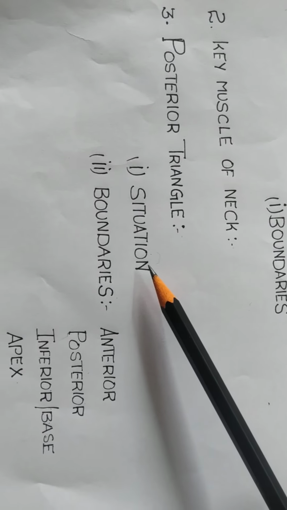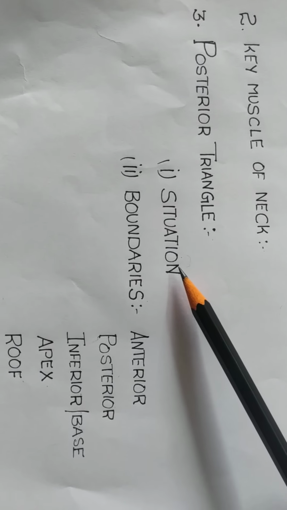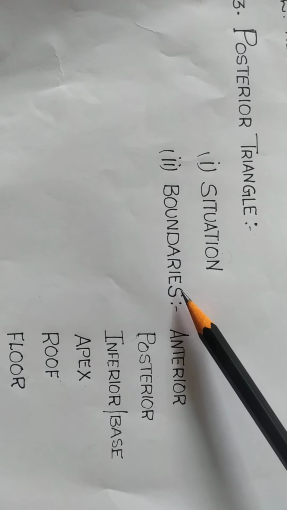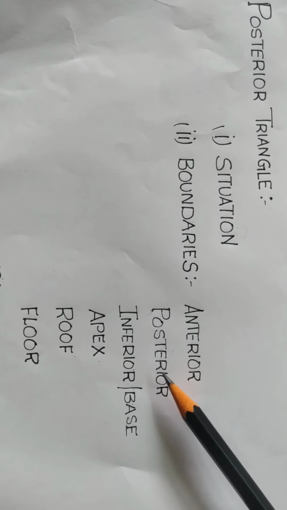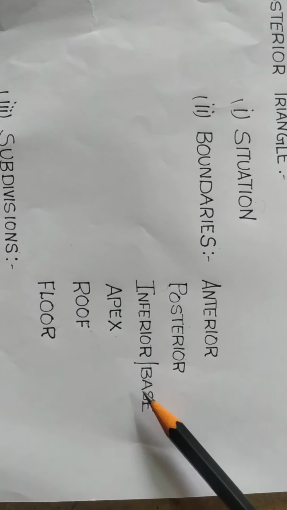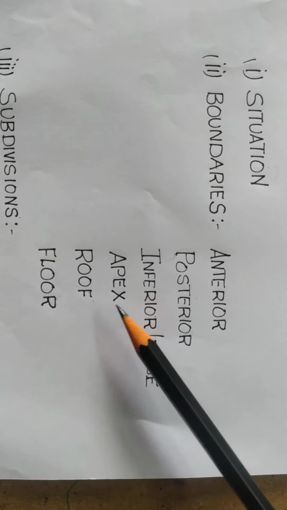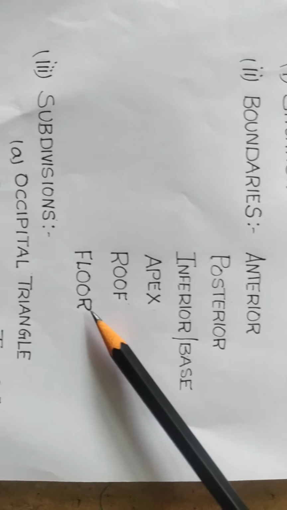triangle, its situation, and the boundaries of the posterior triangle. Under boundaries: anterior, posterior, inferior also called the base, apex, roof and floor.